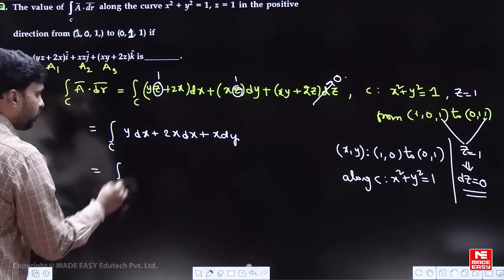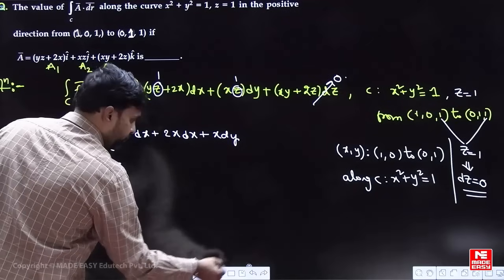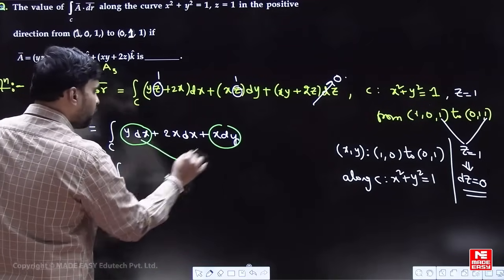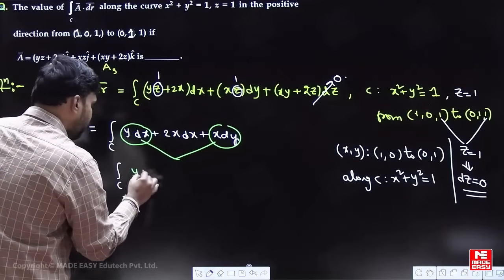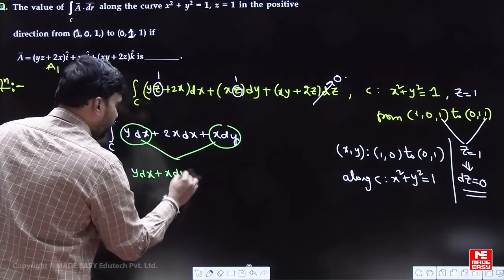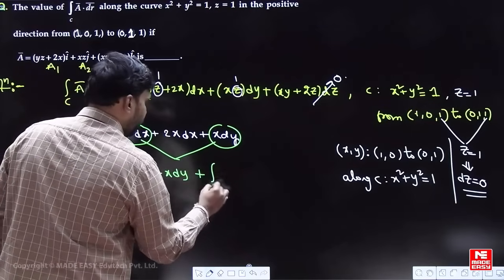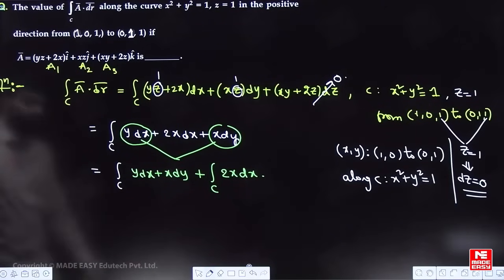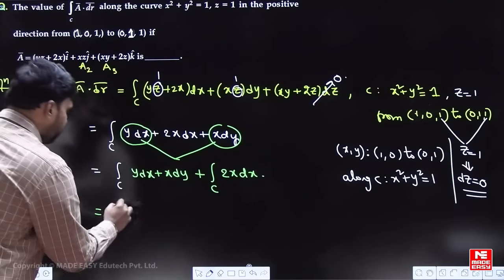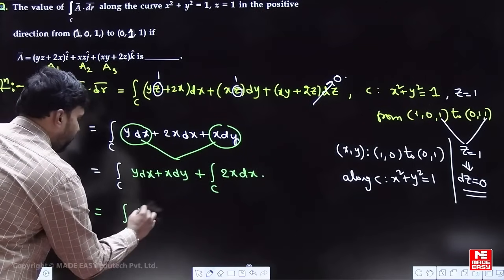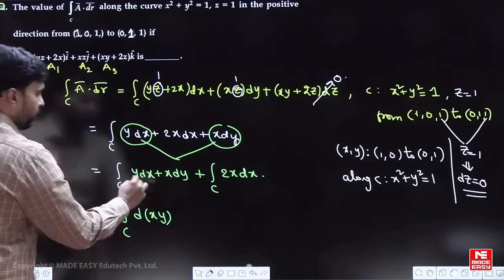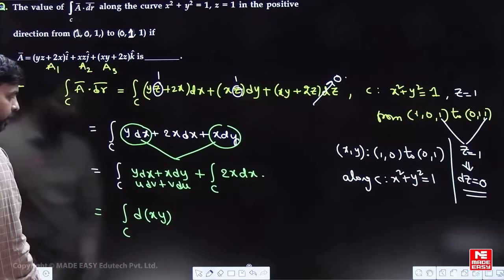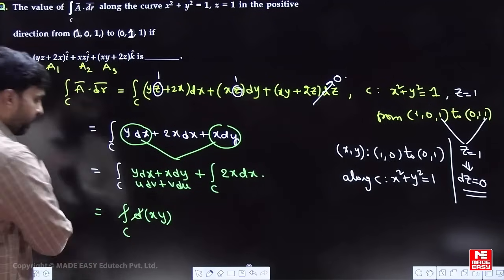But now if you observe this y dx and x dy, from these two you can write y dx plus x dy, and plus integral c 2x dx. Now what is happening here? Integral c of this is a derivative of xy, because it is of the u dv plus v du form, right or not? So it is a derivative of xy. So derivative and integration get cancelled or not?